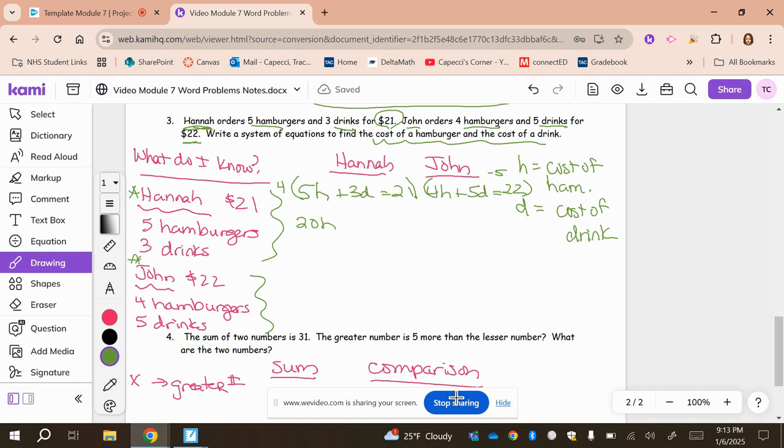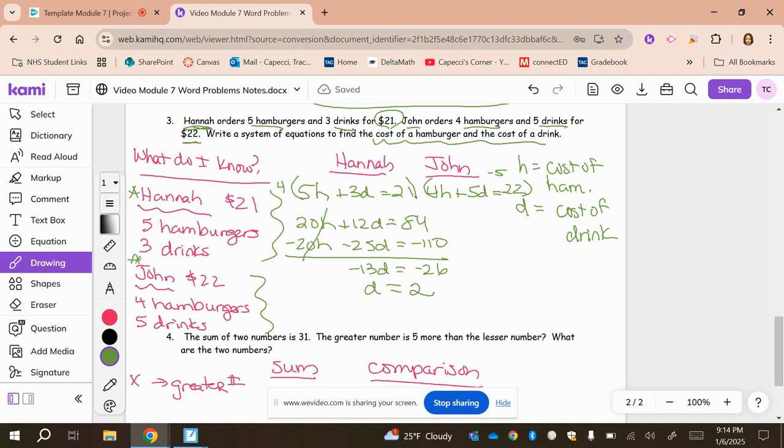So let's keep going with Hannah. 4 times 3d gives me 12d. 4 times 21 gives me 84. Now I'm going to look at John's equation. -5 times 4h gives me -20h, which is what I want. I want opposite coefficients so they'll eliminate. And then I have -5 times 5d, which gives me -25d, is equal to -5 times 22, which is -110. So that zeroes out, or is eliminated. I'm left with -13d is equal to -26. So d is equal to 2.